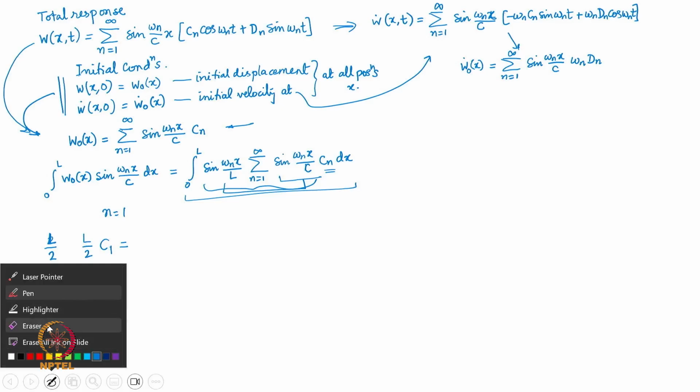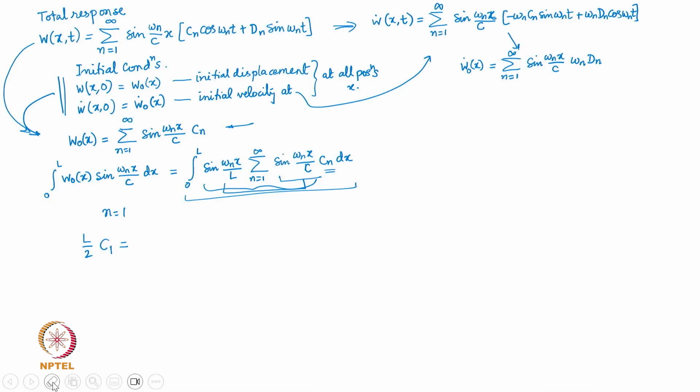You can show it yourself. This is a straightforward exercise in integrating, first integrating the product of two sine functions. You can show that when you multiply sine omega 1 x by c with this series, which is sine omega 1 x by c plus sine omega 2 x by c plus sine omega 3 x by c plus, and all those terms, into dx.